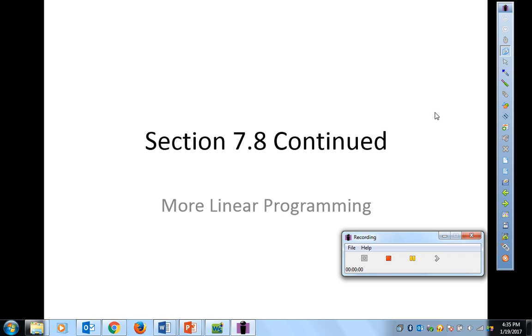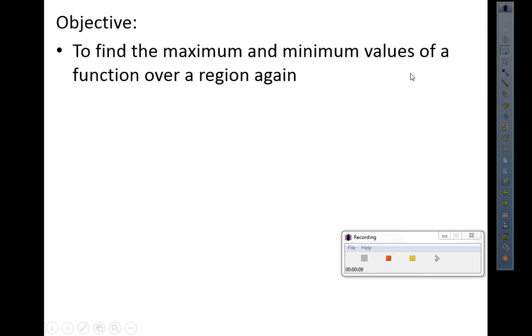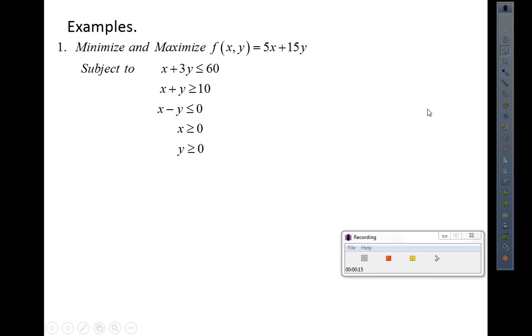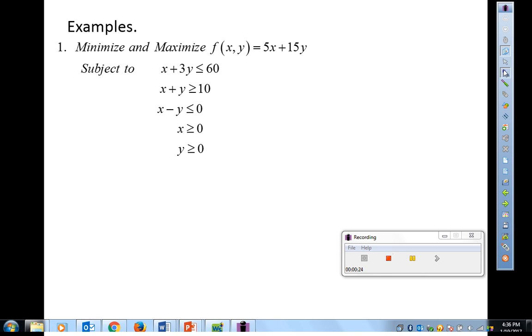We're going to go ahead and get into some more linear programming, just a continuation of the previous section. So our objective again is to find the max and min of a function over a region, over a shaded region, over the feasible region. So let's jump right in. We're going to maximize and minimize this function right here, subject to these constraints. So that, again, is nothing new there.